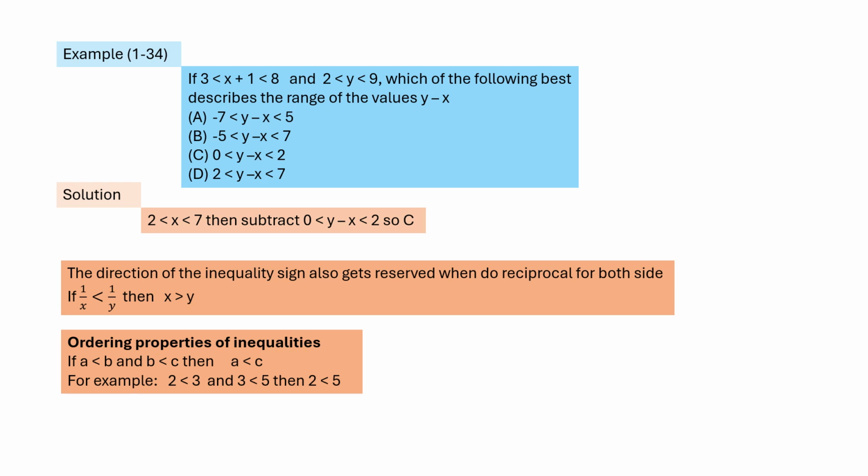Ordering properties of inequality. If A less than B and B less than C, then A less than C, like the transitive property. For example, if 2 less than 3 and 3 less than 5, normally 2 less than 5.